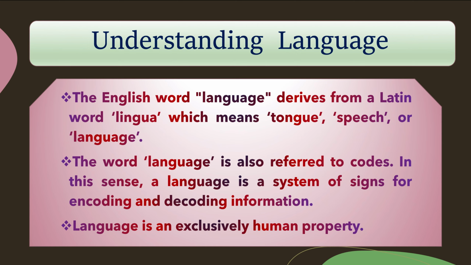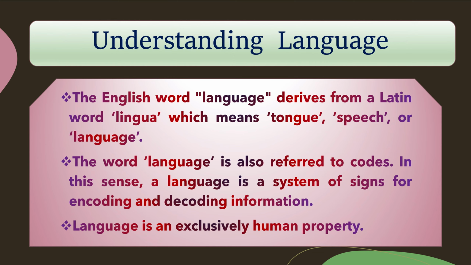And the last point in this section is that language is an exclusively human property. Look here, language belongs to humans. No other creature in the world has language. They cannot speak. So language basically belongs to human beings. It is human property. Humans have innate powers, a natural power to use language and speak it in the way they want. So these are some of the basic points about understanding language.